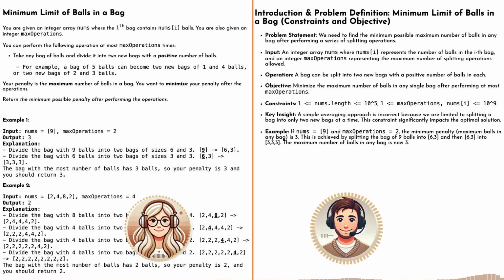And the challenge is to figure out, what's the absolute smallest possible value for the maximum number of balls in any bag? So we're trying to minimize the worst case scenario. Exactly, yeah. It's all about optimizing that final distribution. Okay, so where do we even begin with something like this? What's the most obvious approach, even if it's not the most efficient?